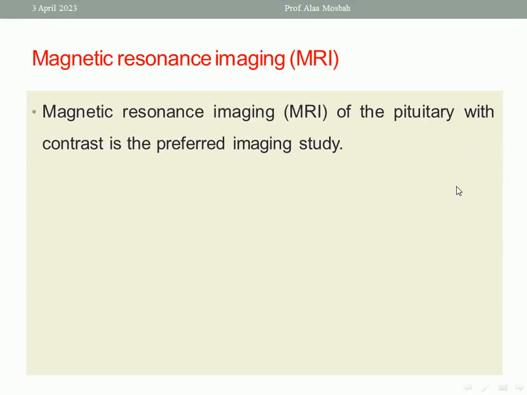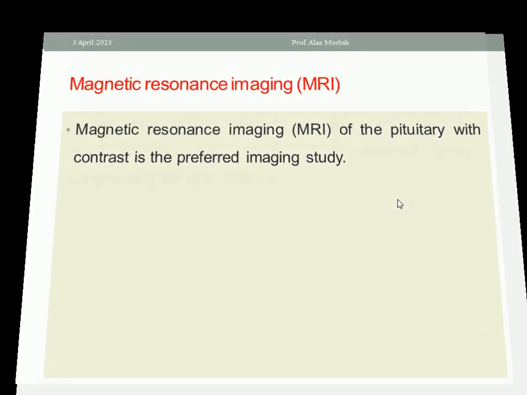MRI on the pituitary with contrast is the preferred imaging study if you are suspecting pituitary adenoma, prolactinoma, micro or macroadenoma. Magnetic resonance imaging is a good imaging technique for diagnosing the prolactinoma.